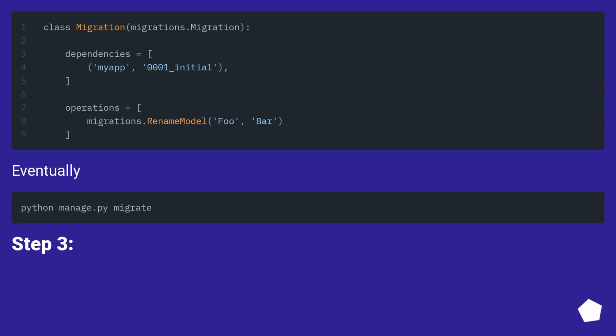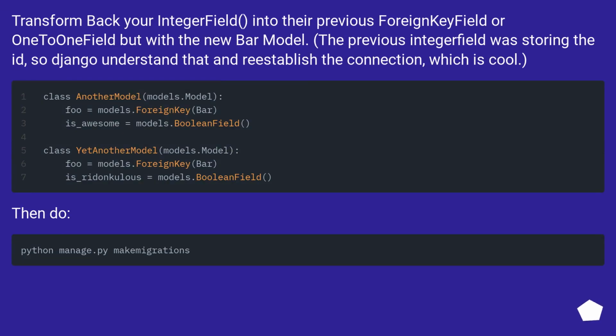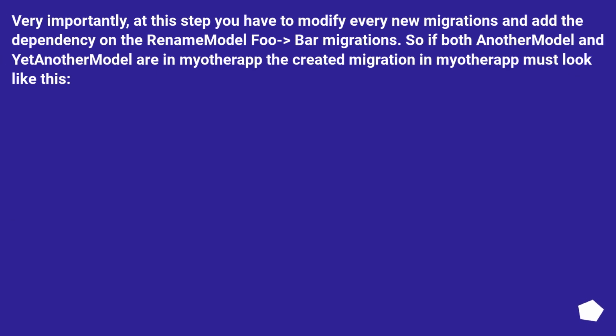Step 3. Transform back your integer field into their previous ForeignKey field or OneToOne field but with the new Bar model. The previous integer field was storing the id, so Django understands that and reestablishes the connection, which is cool. Then do. Very importantly, at this step you have to modify every new migration and add the dependency on the rename model Foo, Bar migration. So if both AnotherModel and YetAnotherModel are in myotherapp, the created migration in myotherapp must look like this.